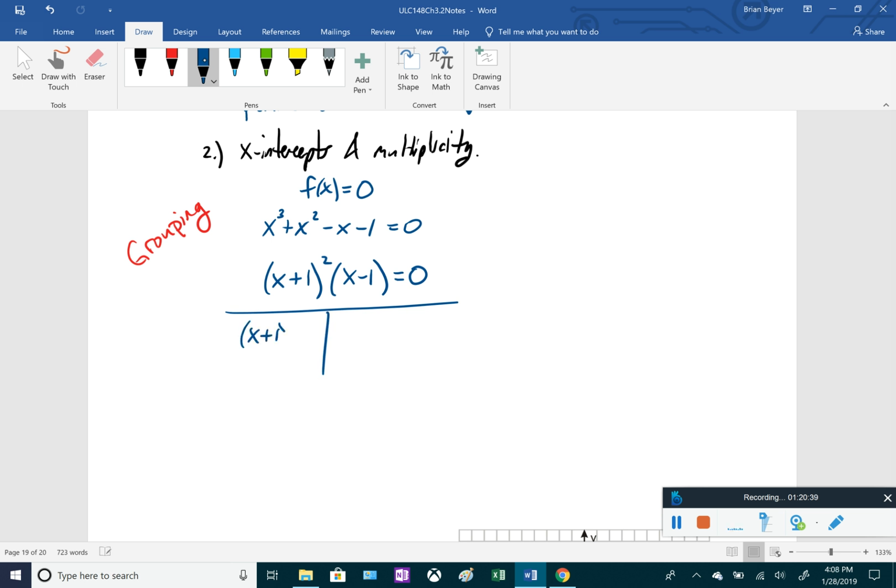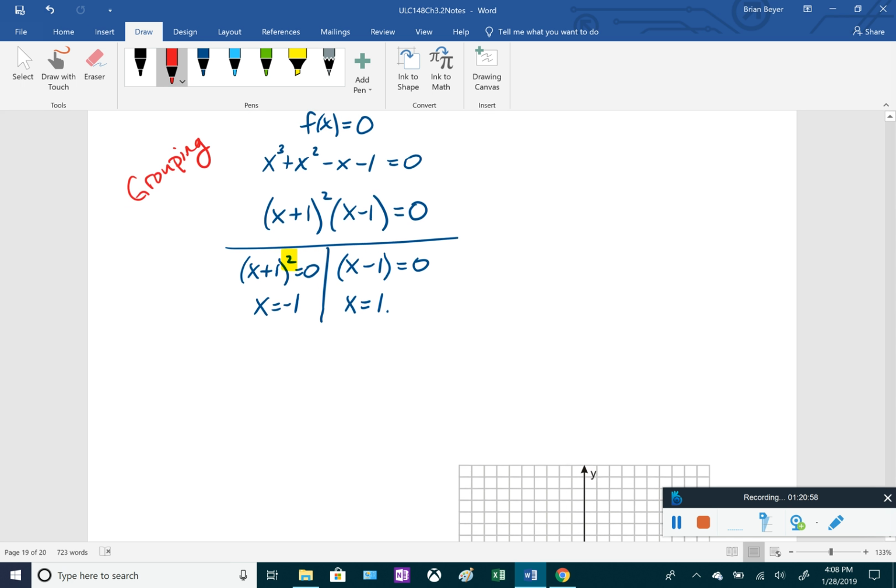So we set them both equal to 0. We get x equals negative 1, and we get x equals 1. From x equals negative 1, that was a multiplicity of 2, so that's an even multiplicity. And x minus 1 equals 0, giving us x equals 1, had an exponent of 1 there, which means it has odd multiplicity. Okay, so that part's done. That's pretty much the only hard part once again.